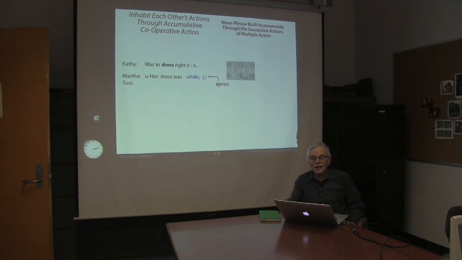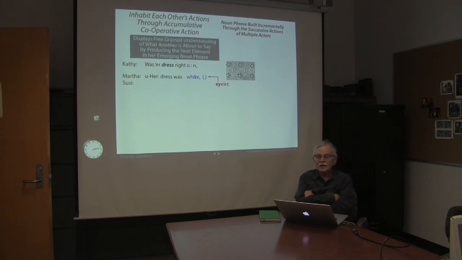Now, as soon as she hesitates, Susie comes in and says, eyelet. So she's reading the hesitation or co-participating as a word search, acting as though her mother is unable to produce the next word in the utterance, and she's producing that next word. Well, the thing that you see about this is that you're displaying really fine-grained understanding of what another's about to say by producing the next element in their noun phrase. I was saying a moment earlier, we inhabit each other's action.